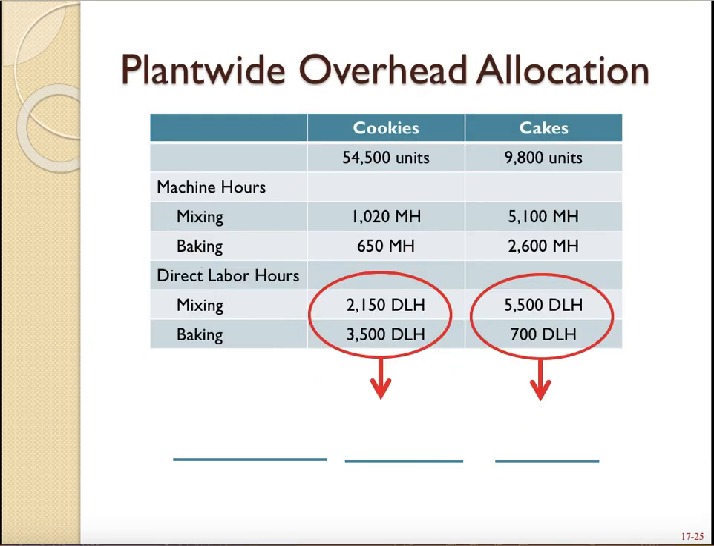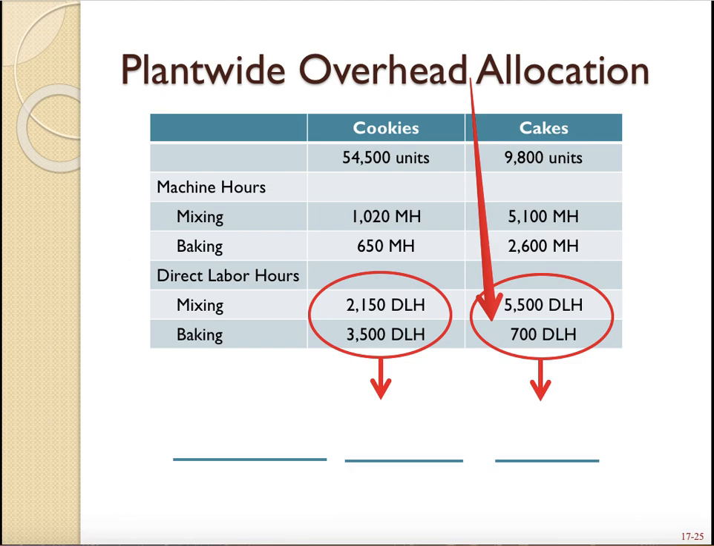In our sample problem, the data that you have here is the actual product data for each product. So we have cookies and we have cakes, and it tells us how many units of each we made, and how much resources we used to make these products. We used this many machine hours, from both departments, mixing and baking, and this many direct labor hours, again from both departments. Same thing here with cakes. We made 9,800 cakes, and in order to make those 9,800 cakes, we used this many machine hours and this many direct labor hours from the mixing and baking departments.